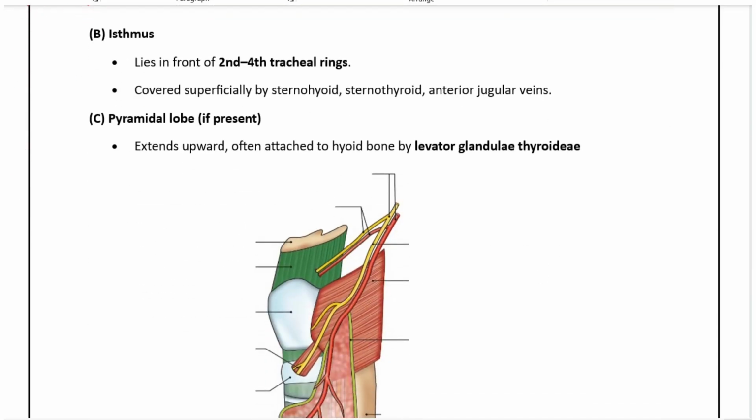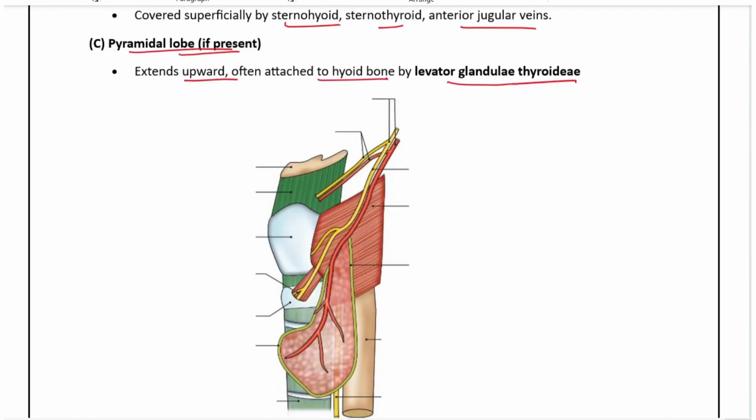Then we have the isthmus. It lies in front of the second and fourth tracheal ring. It's covered superficially by sternohyoid, sternothyroid, and anterior jugular veins. Then we have the pyramidal lobe, if present, not necessarily present. So it extends upwards. It's often attached to the hyoid bone by the levator glandulae thyroideae. Now coming to the diagram.